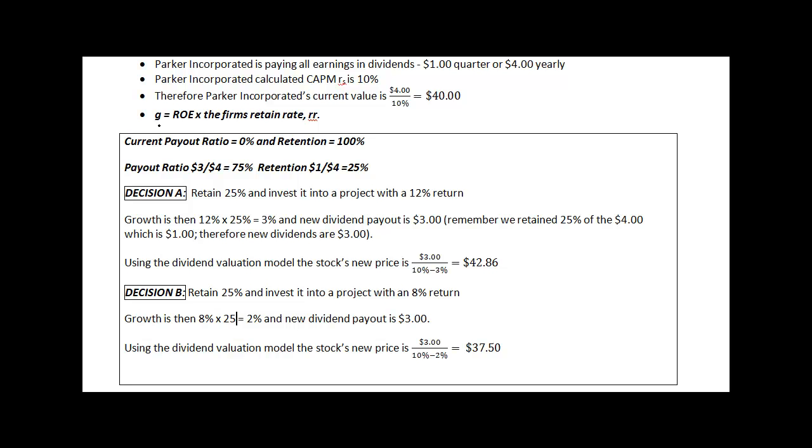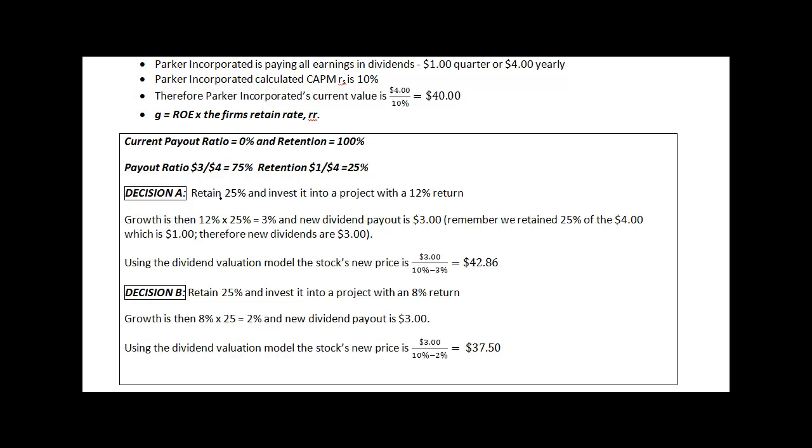So here is how we determine the growth rate. We find the ROE, or the return on equity, and we multiply that by the retained rate. So before, the current payout rate was 100%, and they were paying out all of the $4. So now they say, let's go ahead and see if we can keep $1 of that. So we're going to retain $1 of the $4. So our retention rate is 25%, and our payout rate is the $3 on the $4, which is only 75%.